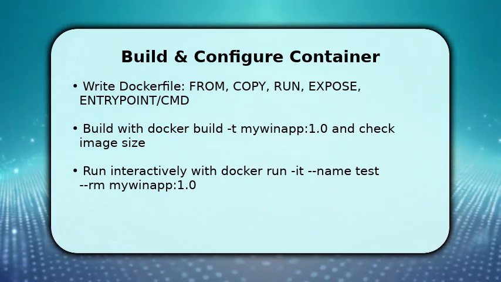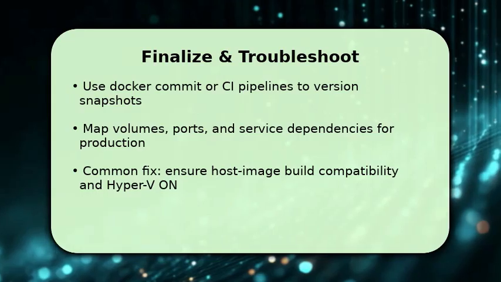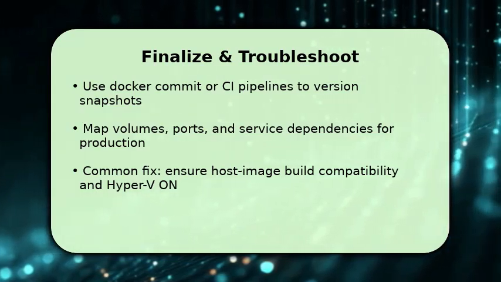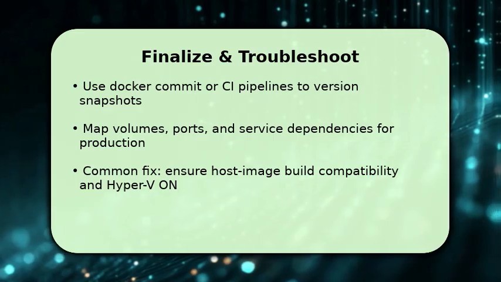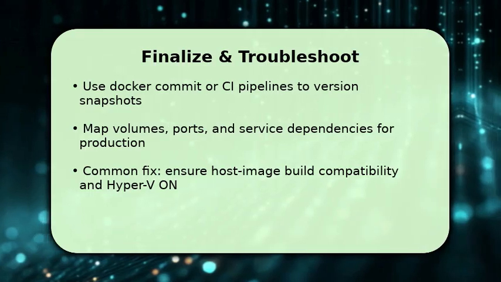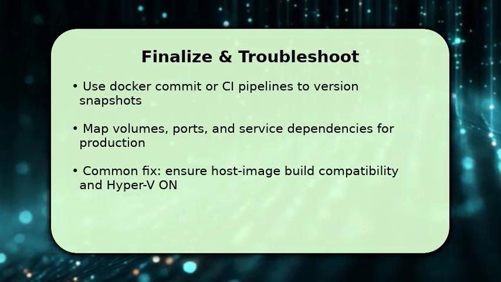You finish by hardening and deploying. Create tags, push to a registry, or add the image into a CI pipeline so builds are reproducible. Once deployed, map volumes and ports correctly and configure service dependencies via Docker Compose or Kubernetes for scale.